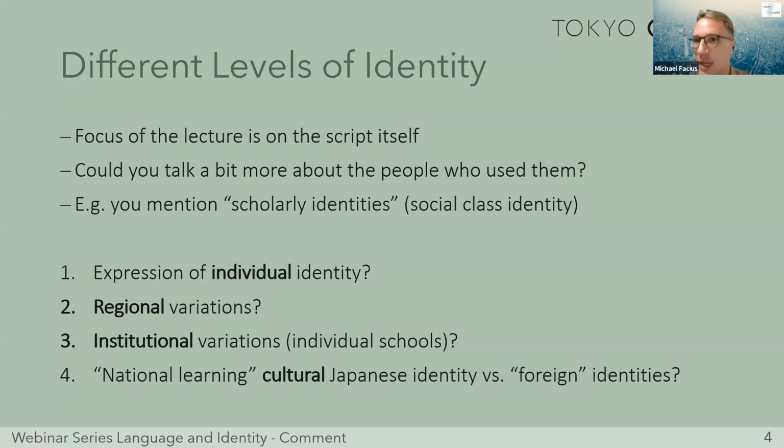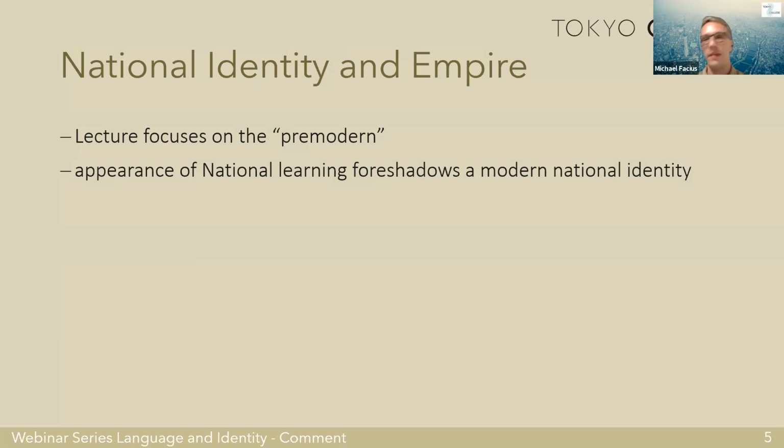There's also this ironic idea that people would create a language purism by going back to a period where the characters, like the kana, would look much less like kana, like something Japanese, but much more like something Chinese, right? Manyogana, instead of the more cursive hiragana, which could be said to be something very Japanese in contrast. And the last question I have is about national identity and empire.